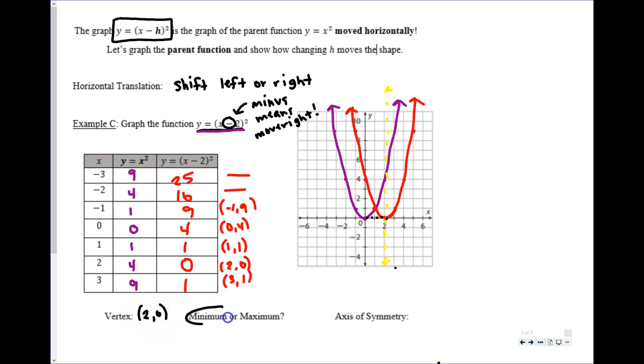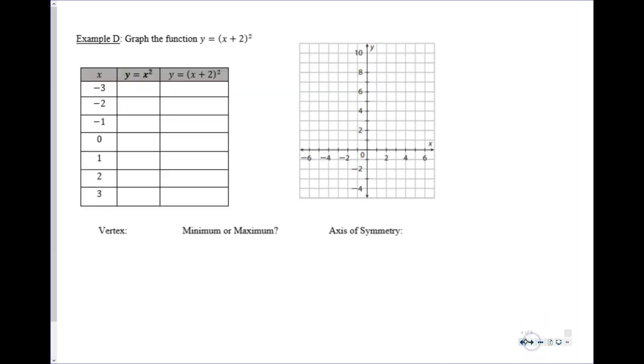Okay, so my new vertex is now 2, 0. It is still a minimum, but my axis of symmetry is now different. Remember, your axis of symmetry is always x equals whatever your x coordinate is in your vertex. So it's x equals 2. That's that yellow line I've drawn down the middle. That's your axis of symmetry. Okay? So now let's see what we have when we have a shift left.